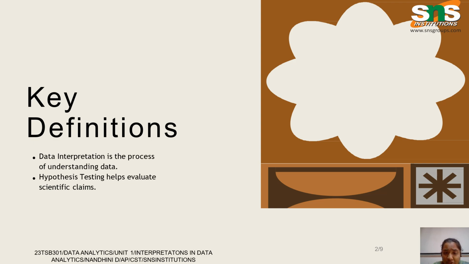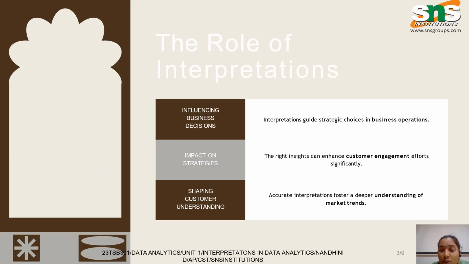Next one is the key definition. This key definition can be interpreted in many ways with the help of processing the data, how we understand it, and how it helps to evaluate scientific claims. These are all seen in this definition. Next one is the role of interpretation. So what roles are we going to take in this interpretation?